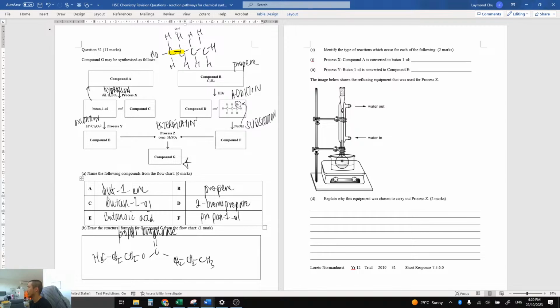All right. So C, identify the types of reactions which occur from each of the following. Process X, compound A is converted to butanol. So hydration. Perfect. Hydration. Process Y, butanol is converted to compound E. Process Y is oxidation. Perfect. It's great we wrote those, so we can just fill in the blanks there.